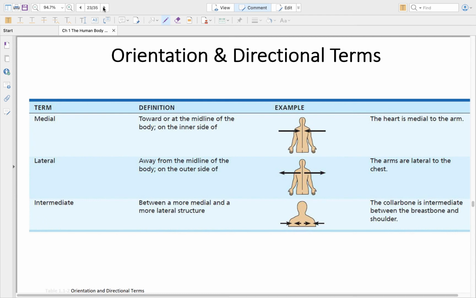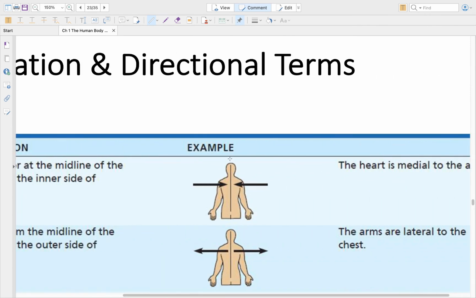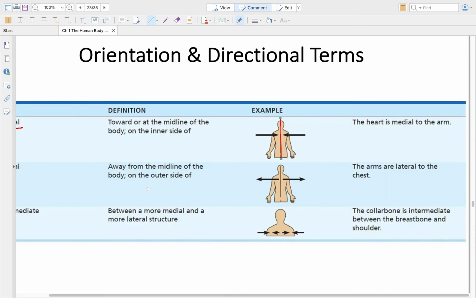All right, now these are directional terms. And one of the first ones I want to go over, and the book goes over as well, is medial. Medial, when you hear this term, think middle, midline. So everybody has a midline in their body, the middle, okay? And we use this as a reference point to describe various things. For example, we can say something like the heart is medial to the arm.